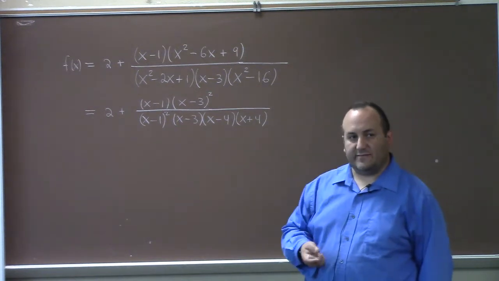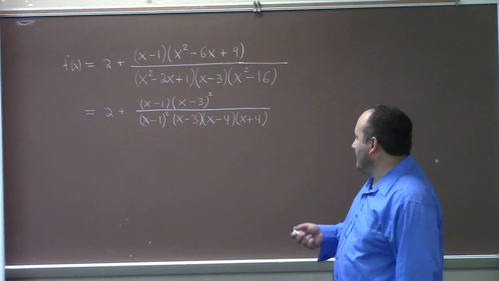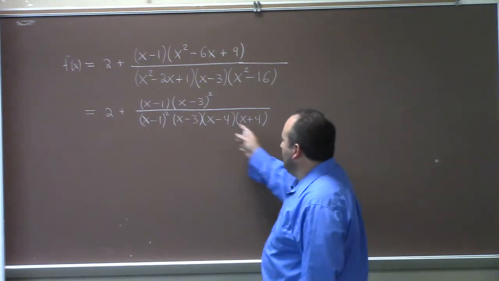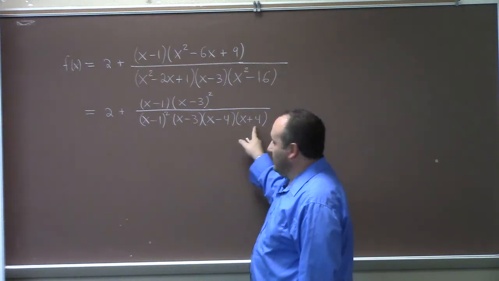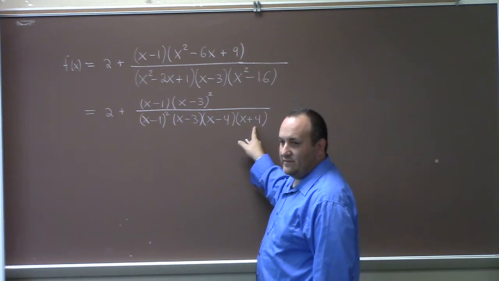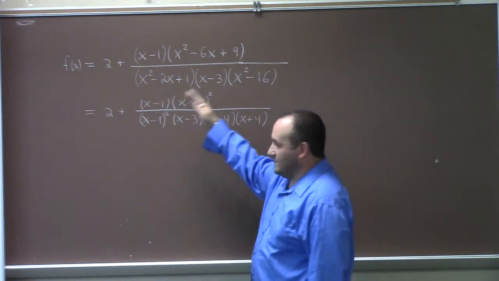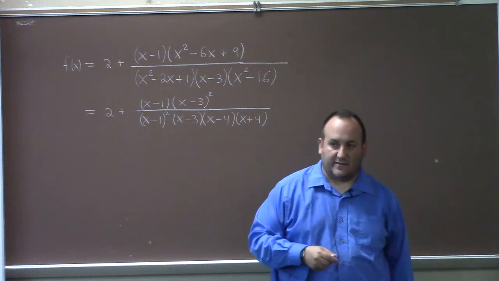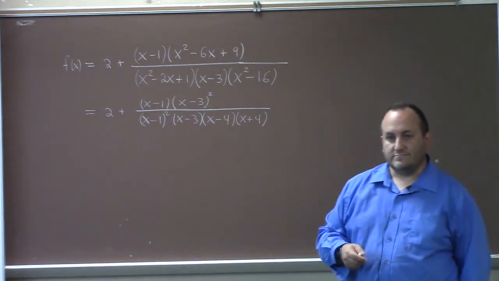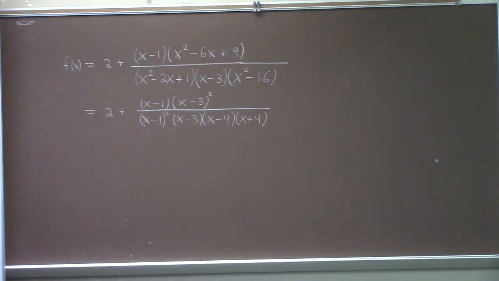What would the horizontal asymptote be for this function? What happens as x gets really, really large? This is a cubic, a 2, 3, 4, fifth order, right? So when x gets really large in the positive or negative sense, this whole thing tends to 0, and we're just left with 2. So the graph should have a horizontal asymptote of 2.